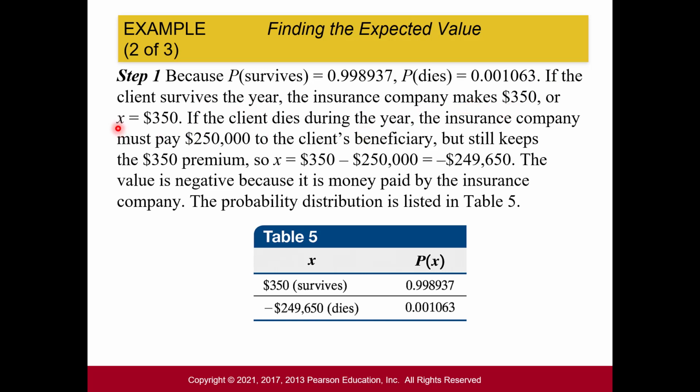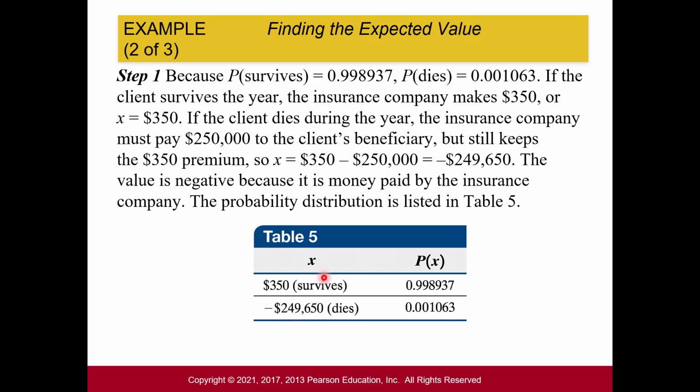Which we can say that that's the value of our random variable, x equals 350. If the client dies during the year, the insurance company must pay $250,000 to the client's beneficiary, but still keeps the $350 premium. So we just do a little quick subtraction. They were given $350 for the policy, but they had to pay out $250,000. So they have negative $249,650. So the value is negative just because the insurance company had to pay out more money than they got.